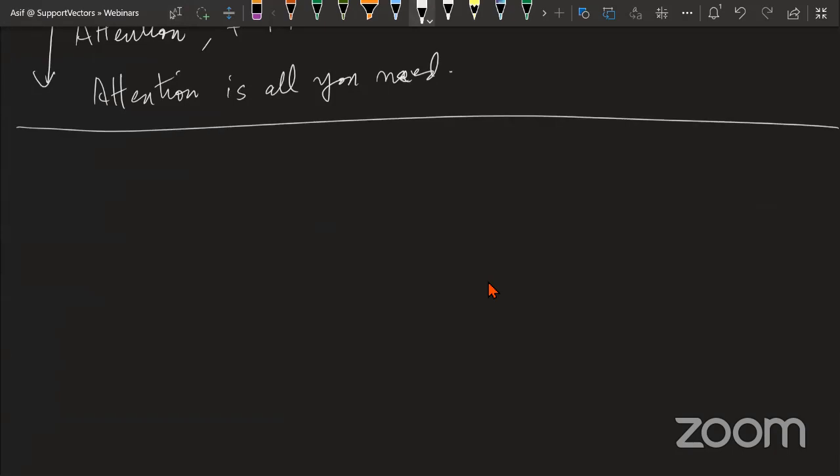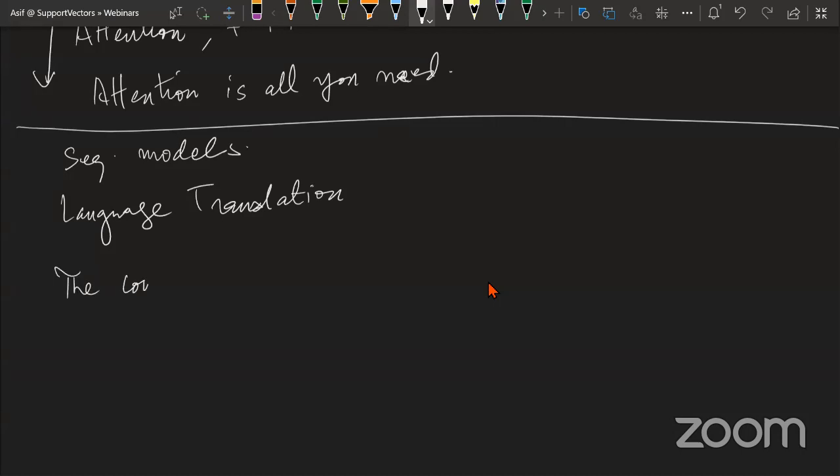I'll just give a very quick primer of what sequence models are. One of the typical cases we deal with is language translation. It's an example, and we'll take this example to move forward. So suppose you have words. The words could be: jumped over the moon.